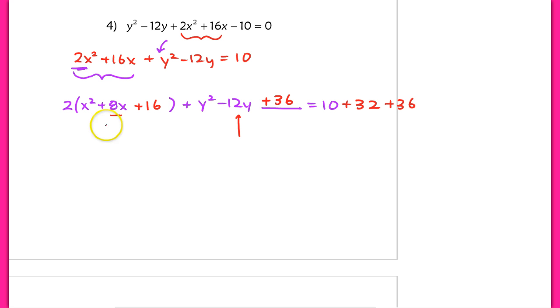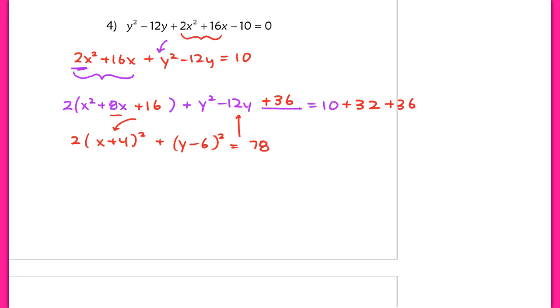Okay, so let's now rewrite this as 2 times x plus 4 squared. So we're just factoring this trinomial here and writing it as a perfect square. And then we have plus y minus 6 squared, equaling, on the right-hand side, this is going to be 78.